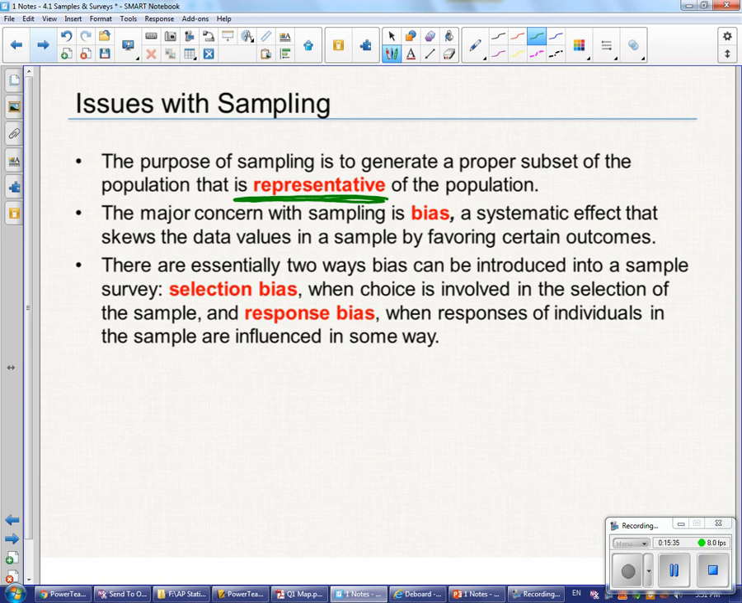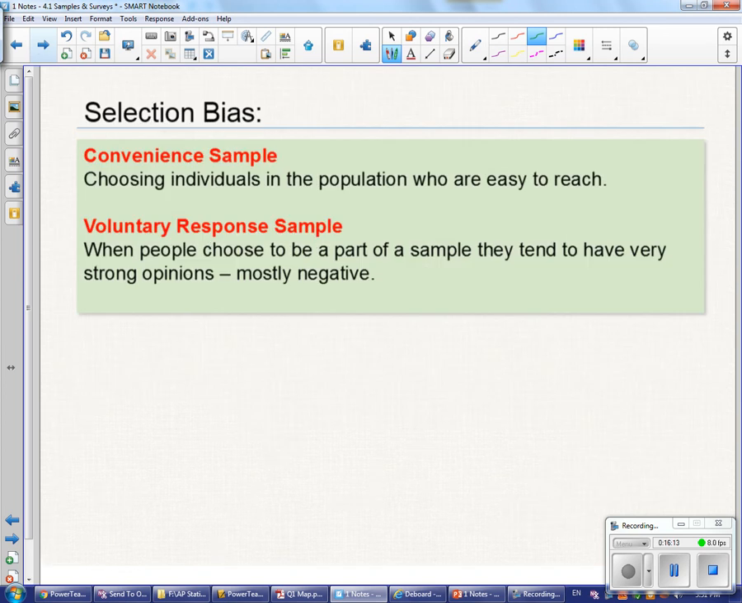And the biggest barrier to that is what we call bias. And there's two different types of bias. Bias can occur in our selection process. So when I'm choosing individuals to be part of my sample, I can introduce bias that way, and that means that I end up with a sample that's not representative of the population. But bias can also be introduced when individuals respond to the survey if their responses are influenced in some way. And so we call that response bias. So there are ways of reducing selection bias and response bias, but sometimes it's not possible to eliminate it entirely.